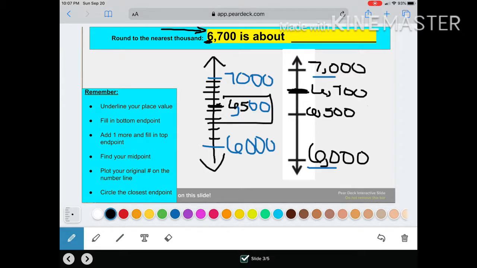Plot that number on the number line, then circle. That number is looking real fine. What endpoint is 6,700 closest to? Is it closest to 6,000 or is it closest to 7,000?